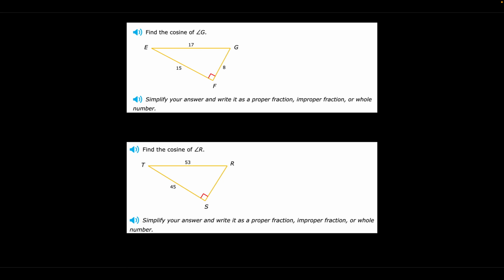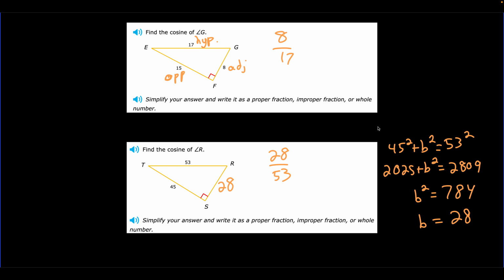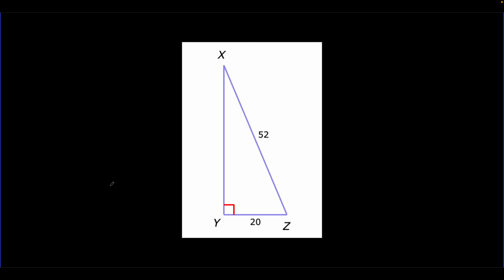Okay, now that you've had time to work these problems, let's check your solutions. For the first problem, here is the answer. The cosine of angle G is 8 over 17. And for the second problem, you had to do the Pythagorean theorem to get the adjacent side, but you should have gotten 28 over 53.